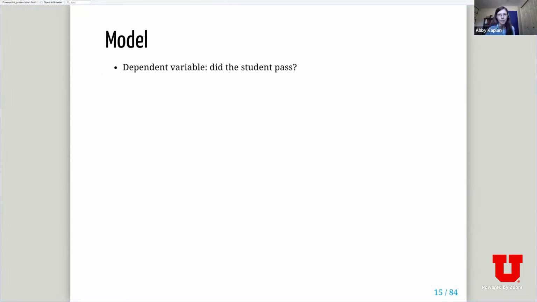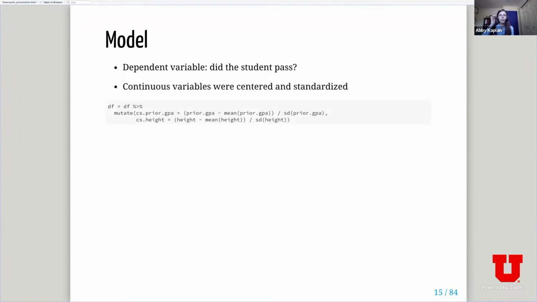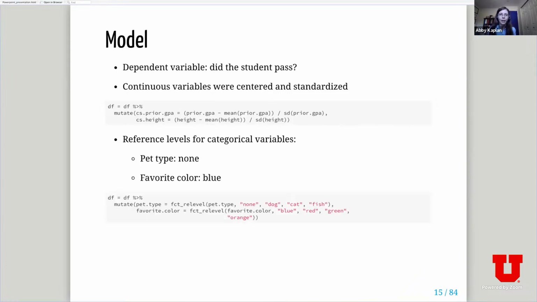So we built a model from this data, and this is the same model that we're going to use throughout the rest of this presentation, where we're trying to predict whether the student passed the class on the basis of the other variables. A couple of quick data processing things that we did in order to fit the model are that we took the two continuous variables, prior GPA and height, and we centered and standardized those. And then for the categorical predictors, pet type and favorite color, we deliberately chose the reference levels for those categories. For pet type, that's no pet, and for favorite color, that is blue.